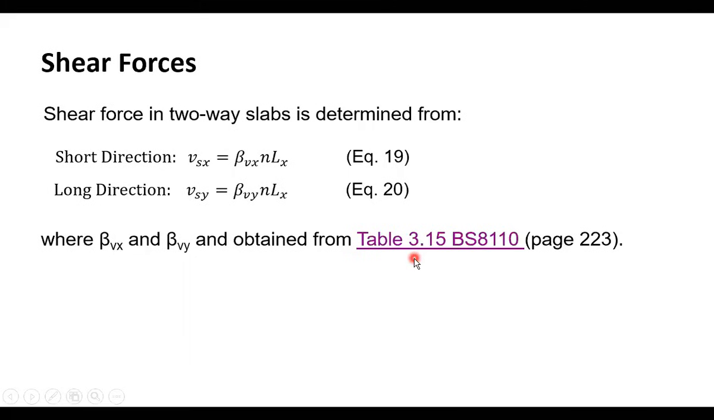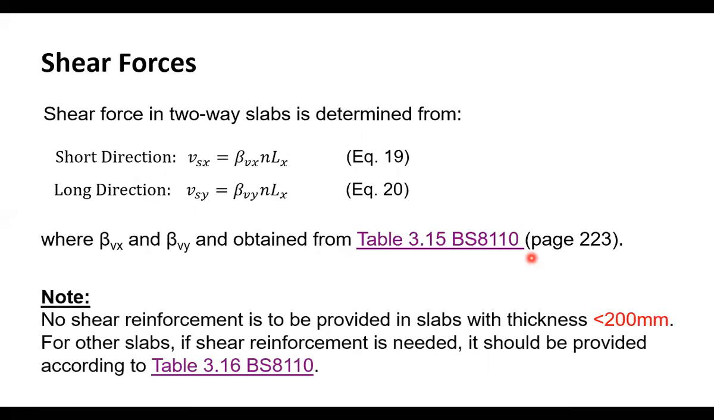Okay, so this Table 3.15, we can use it to get the shear values, and as I told you, we check for the maximum shear, and then if it is safe, all other values will also be safe. We have an important note here: the British standard does not allow the use of shear reinforcement in the case of a thickness less than 200 millimeters. So if the total height of the slab, H, is less than 200 millimeters, you are not allowed by the code to use shear reinforcement.